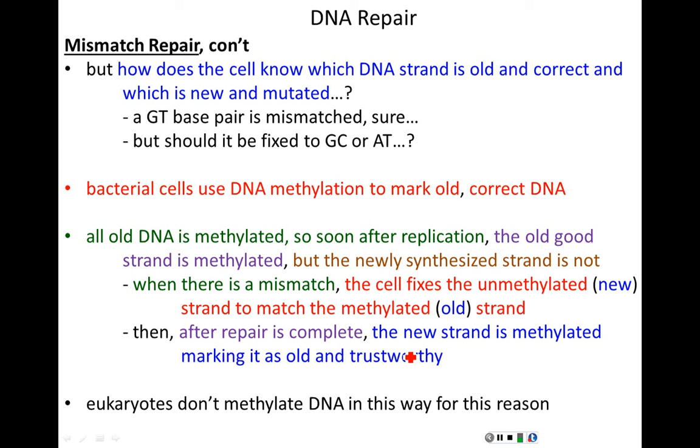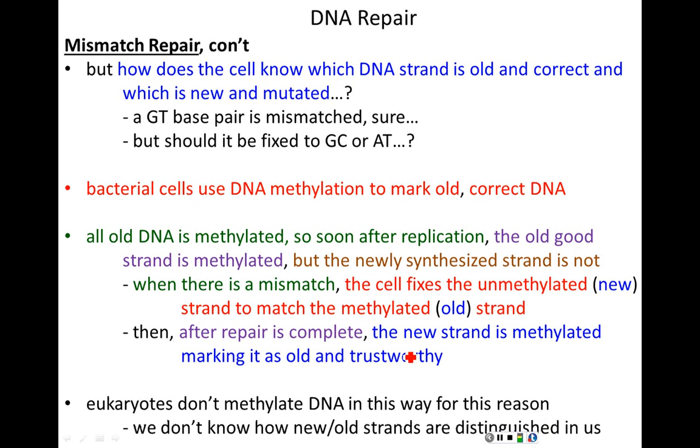Eukaryotes don't methylate our DNA in this way. We methylate our DNA, but not for this purpose. In fact, believe it or not, even to this day, we don't really have a very good, thorough understanding of how eukaryotic cells distinguish old strands from new strands. We know they can do it, but we don't know how they do it.